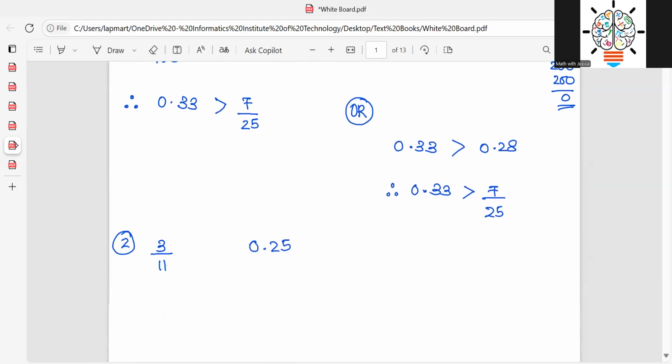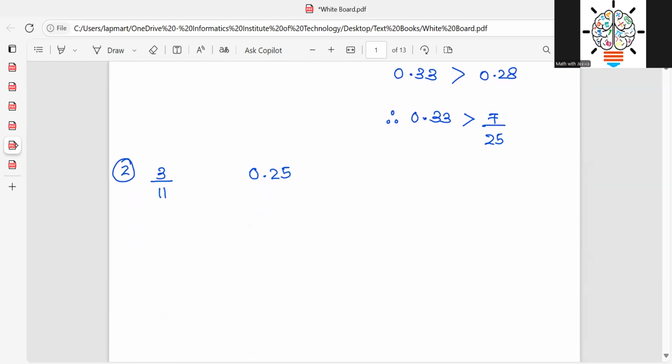But this time, I'm not going to do that. Why is that? I know that I can't convert 11 into 100. Therefore, I'm not going to convert this into fractions this time. I'm going to convert 3 over 11 into decimal. So when I convert 3 over 11 into decimal, children, you can divide and see that it's a recurring one. You want to do this, right? The workings you want to do.